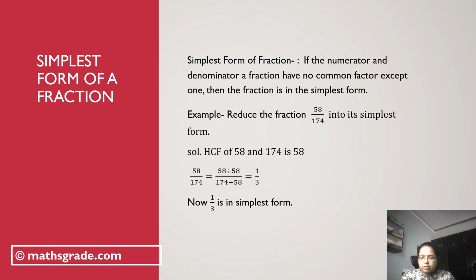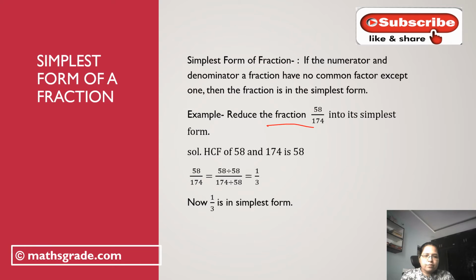Now suppose we take an example. Reduce the fraction 58 divided by 174 into its simplest form. This is the fraction given, 58 divided by 174, and we have to reduce this fraction into its simplest form. This fraction is not in simplest form because the numerator and denominator have a common factor except 1. That is, we have to first find out the highest common factor.